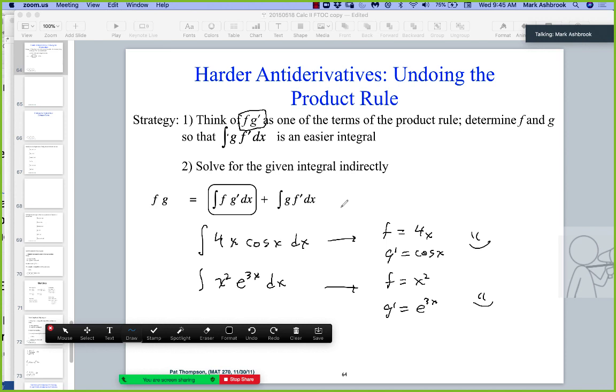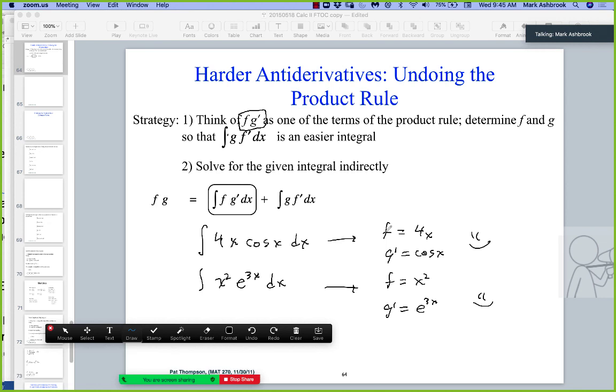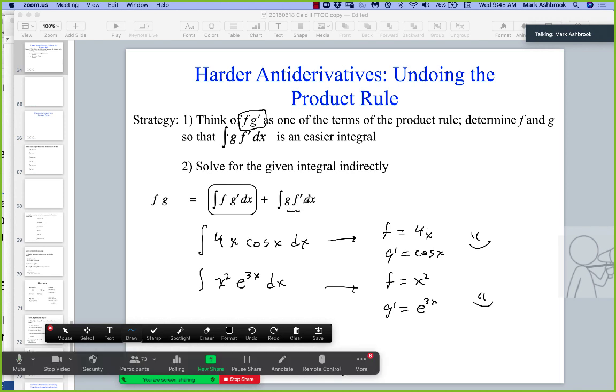All right, so this is a very common technique when you have a monomial to a power times some other function like cosine or sine or e. It's often the case that you will make your f function be the monomial. That way, when you do f prime and you set up this one, that has a lower power, and it's doable or closer to being doable.